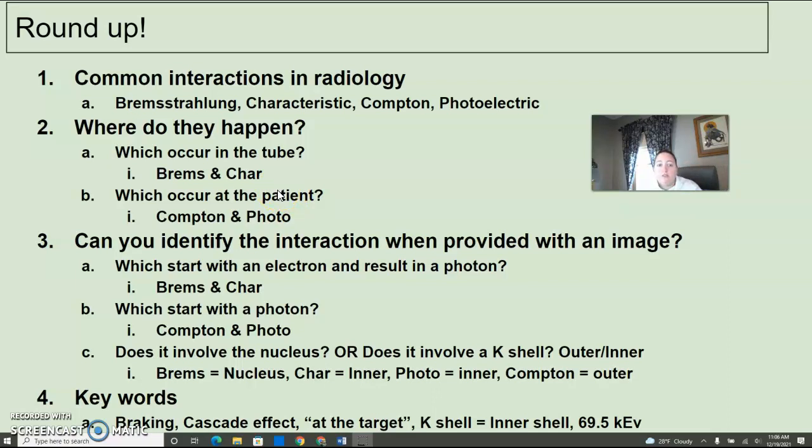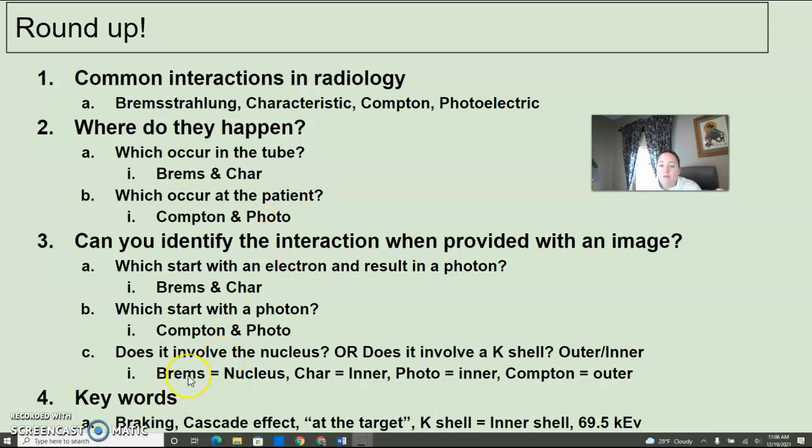Cut down your choices. Which start with an electron? Which start with a photon? You've got two choices for starting with electrons, and two choices, Compton and photoelectric, for photons. Does it involve the nucleus? Does it involve a K shell? Does it involve the outer shell or inner shell? That's another way to break it down.